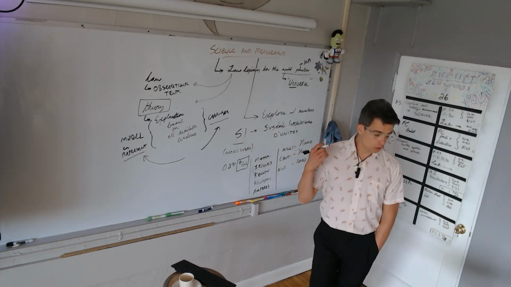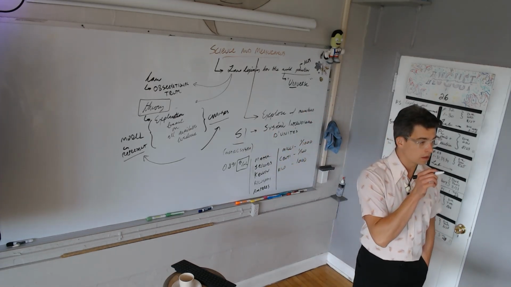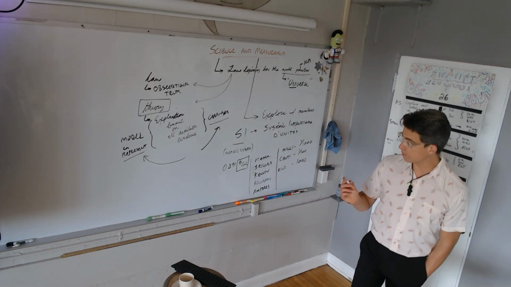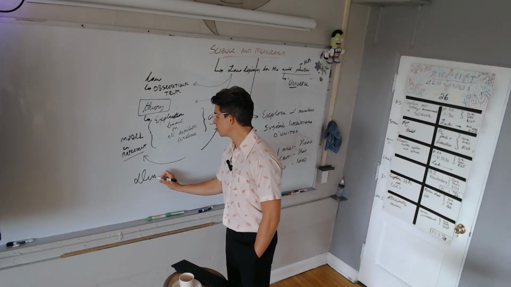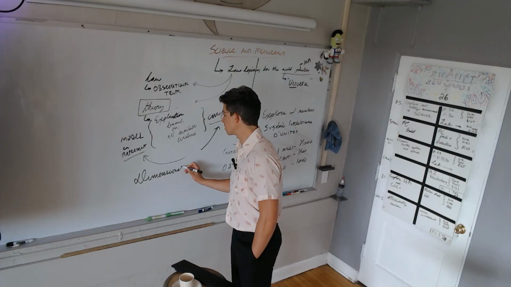The thing that we do with these measurements, and this is where we're going to have to go through this really fast, is a process called dimensional analysis. You need to write this down. This will be the most important thing that we do.